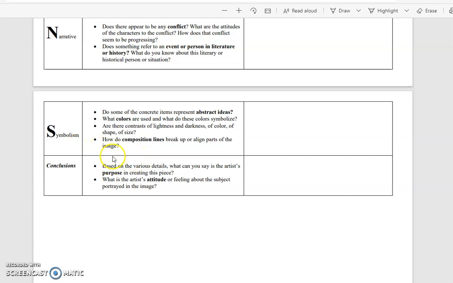I left a spot for conclusions. Based on the various details, what can you say is the artist's purpose? Remember, purpose matters, and it's different from message. And what is the artist's attitude or feeling about the subject portrayed? Are they trying to support something they like? Are they trying to get us to fight against a view? Ultimately, visual rhetoric surrounds us, and the more adept we become at deconstructing it and figuring out how it's trying to argue, the better we'll become in crafting our own arguments.